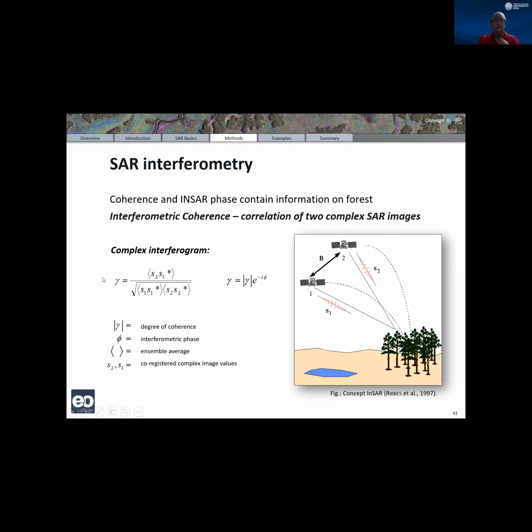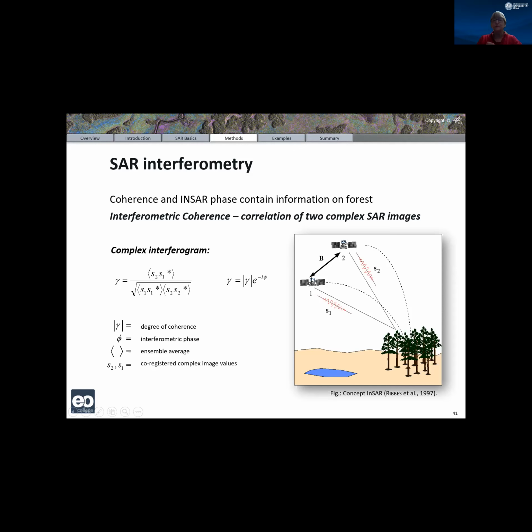Okay, so in this term here, gamma, we learned sigma naught as the calibrated radar backscatter, so the intensity. And gamma is the term for the degree of coherence as an absolute value. Now we only want 0 to 1 as a value range. That's the degree of correlation. Now, correlation of what? Correlation between the phase information of acquisition 1 and acquisition 2.